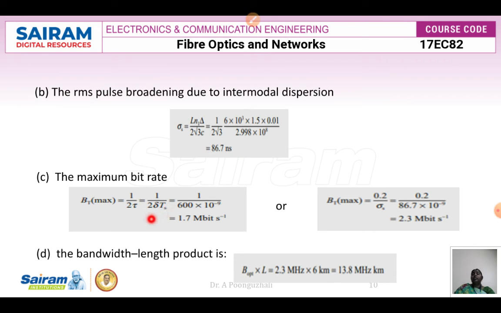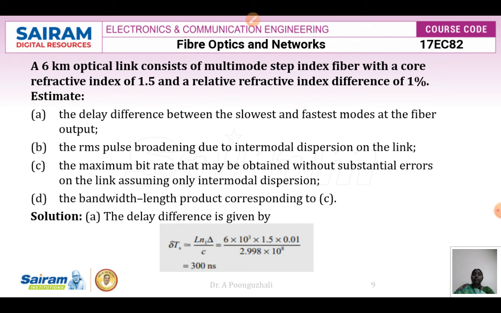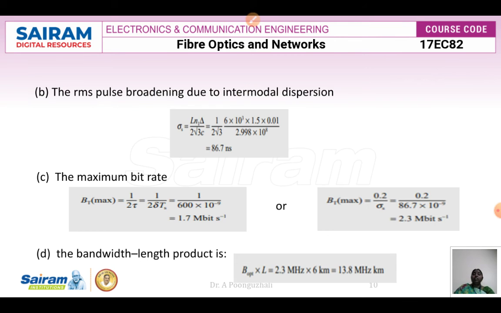So the maximum bit rate is 1 by 2 tau, where 2 tau is the pulse spreading, that is delta ts. Here we have 300 nanoseconds, so we substitute it: 1 by 2 into 300 nanoseconds is 1 by 600 nanoseconds, so it is 1.7 megabits per second. Or in terms of pulse broadening, Bt max is equal to 0.2 divided by sigma s. Sigma s is 86.7, and if I substitute it, we get 2.3 megabits per second.